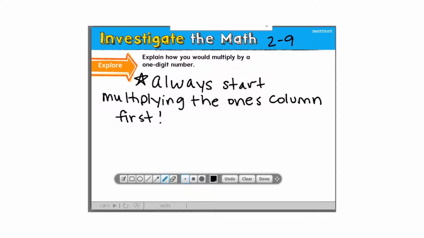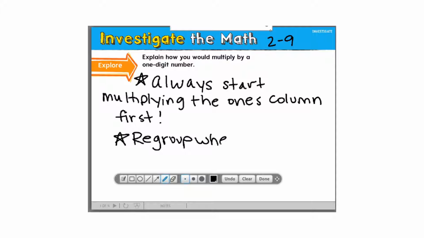So here's your first set of information. You should always multiply the ones column first. Today is not going to be as important as it will be tomorrow when we have 2-digit numbers on the bottom. Today we're just going to have a 1-digit on the bottom, but you're always going to line up the numbers all the way to the right. So you're lining up ones underneath ones, and tomorrow we'll be lining up tens underneath tens. Okay? The other thing is that you're always going to have to regroup when necessary.